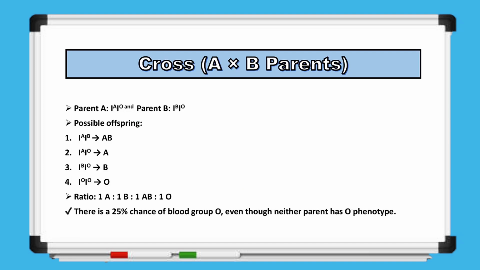In the cross, one parent has blood group A, with the genotype I^A i, and the other parent has blood group B with the genotype I^B i. Even though neither parent shows blood group O, both carry the recessive i allele. During gamete formation, the parent with blood group A can pass on either I^A or i, while the parent with blood group B can pass on either I^B or i.